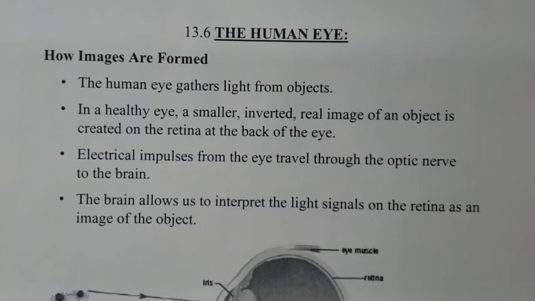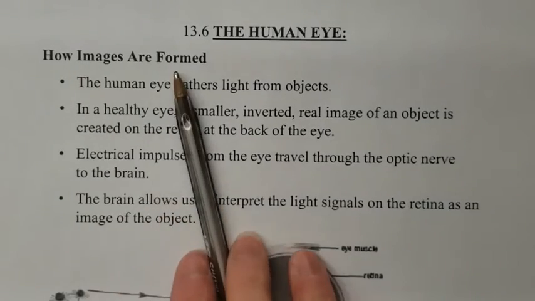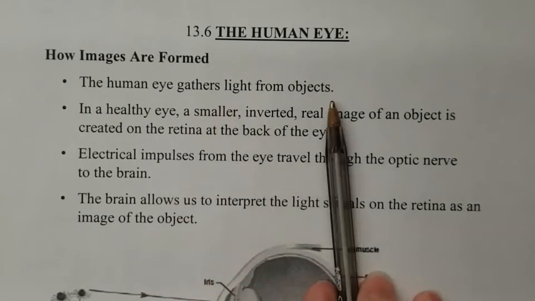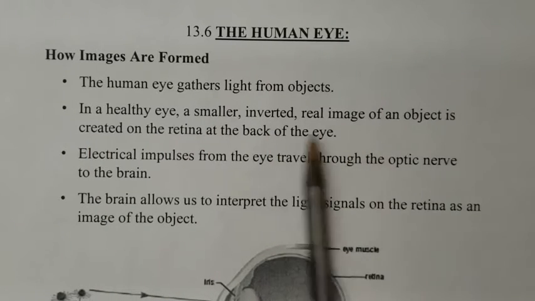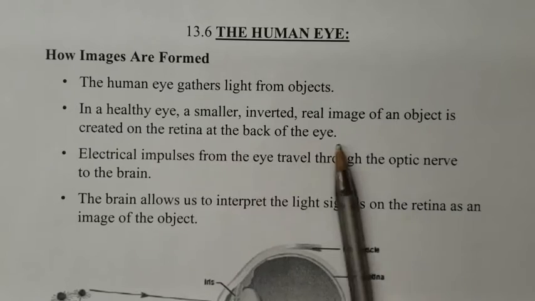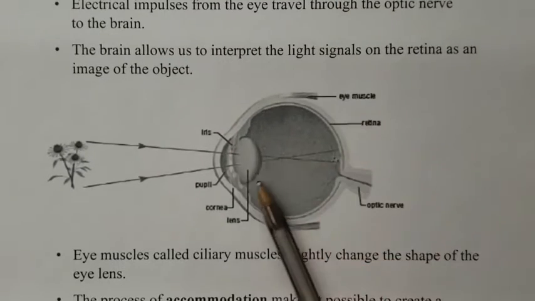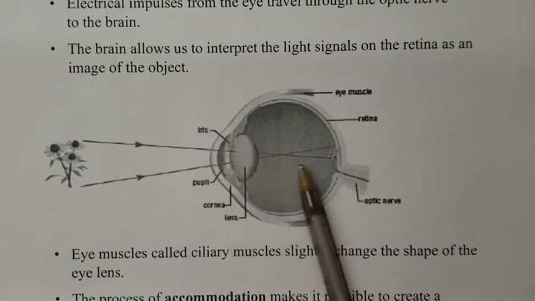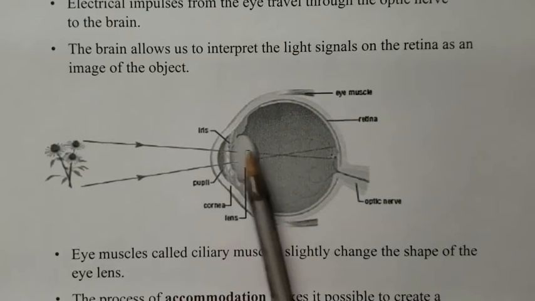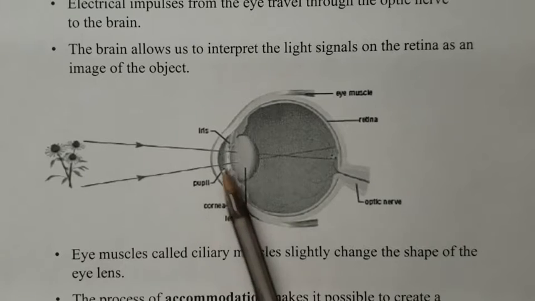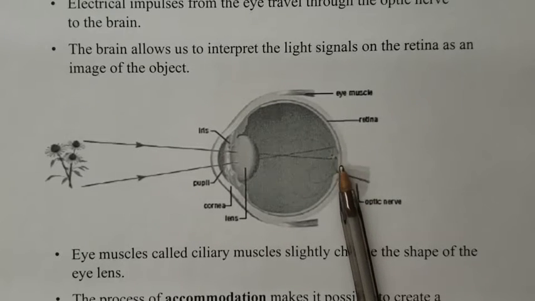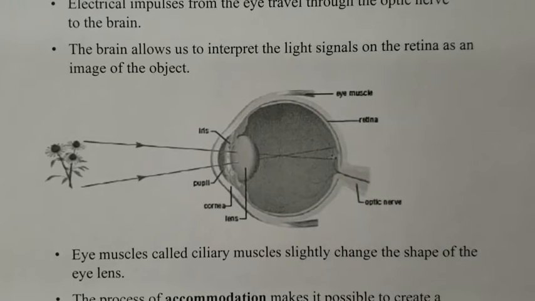The human eye is basically a lens. So it says how images are formed. The human eye gathers light from objects. In a healthy eye, a smaller inverted real image of an object is created on the retina at the back of the eye. So our eye is a lens. And when this light beam goes down here, the top of the flower is actually at the bottom, and the bottom of the flower is at the top, so we get an inverted image, but your brain flips it the right way.